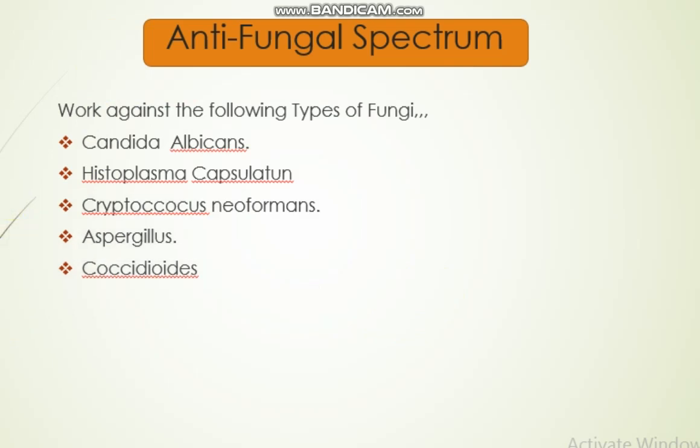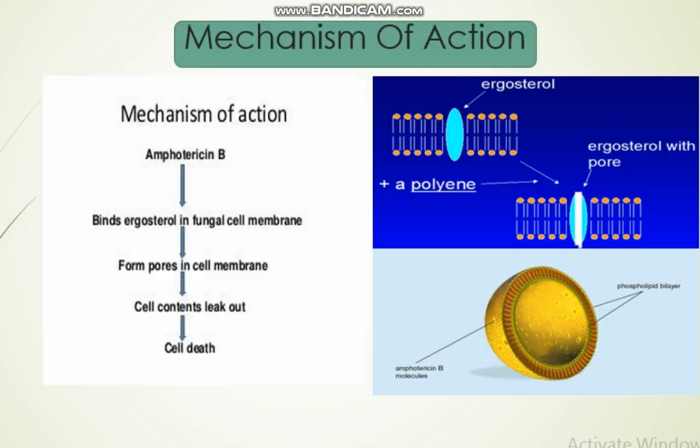Moving forward to the mechanism of action of amphotericin B, that is, how amphotericin B works against the fungi, how it destroys the fungi or inhibits their growth. Amphotericin B binds to the ergosterol in the fungal cell membrane and forms pores in the cell membrane. Cell contents leak out, leading to the death of the fungi.